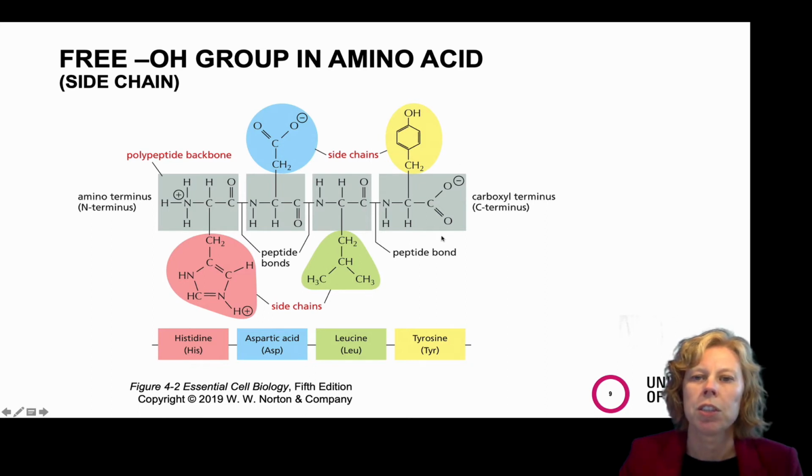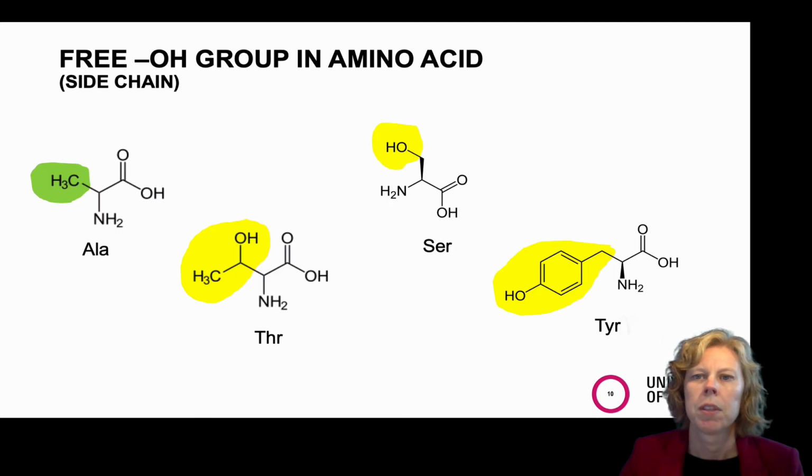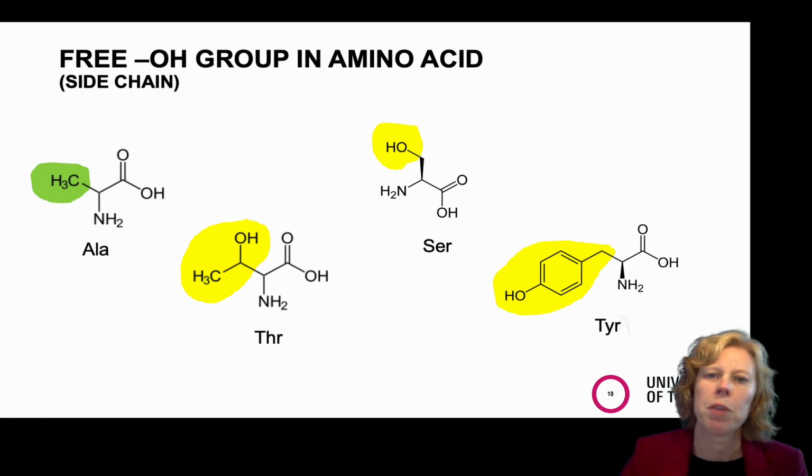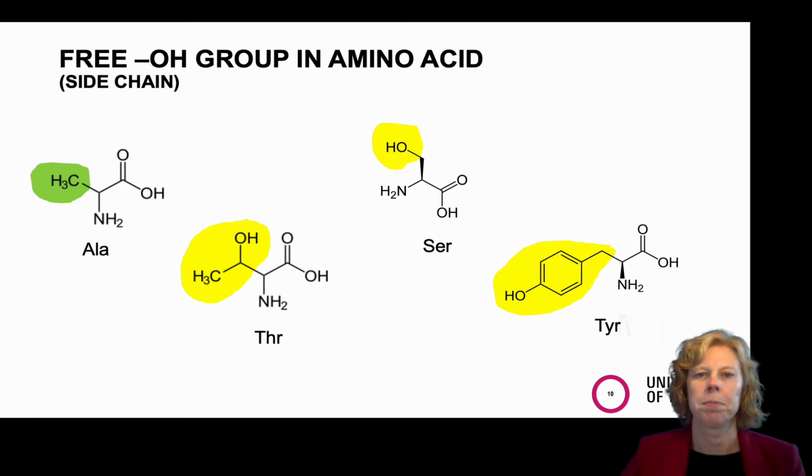Instead, kinases transfer a phosphate group to those amino acids that have a free hydroxyl group in the side chain, as shown here for tyrosine. So in contrast to other amino acids, such as alanine, threonine, serine, and tyrosine contain a free hydroxyl group in their side chain. You can read more on the properties of amino acids and polypeptide chains in Chapter 4 of Essential Cell Biology.